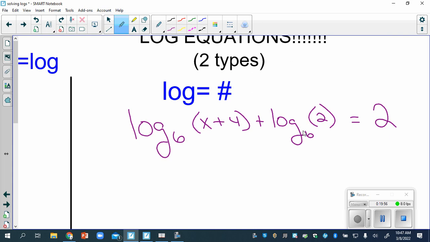Wait, does that say log? Log 6. Here's a little hint. You may have to do a tiny bit of distribution. You don't have to. You can divide if you want. If you can do this, you got it. This is as weird as it gets. I'm going to let you work on it while I pass out the homework.